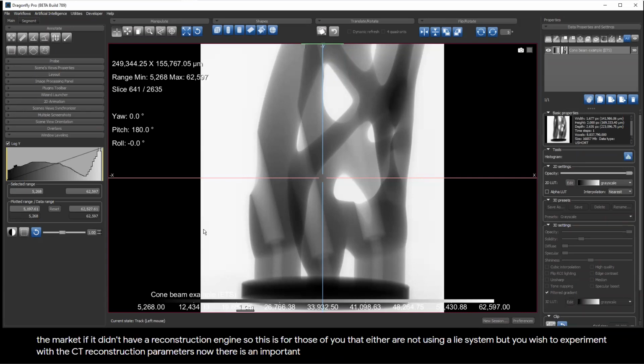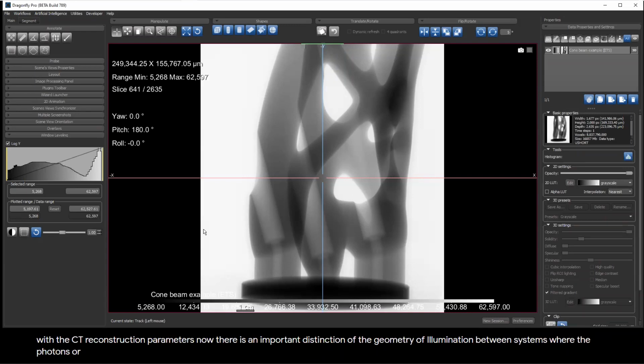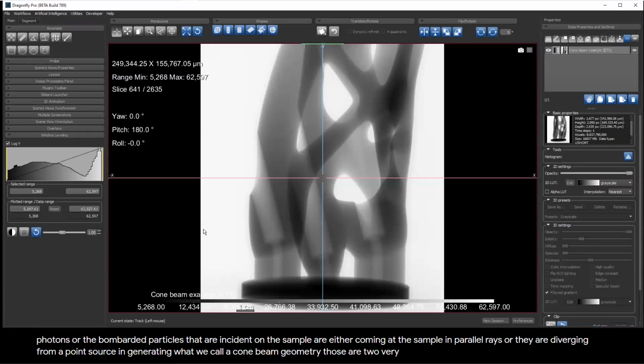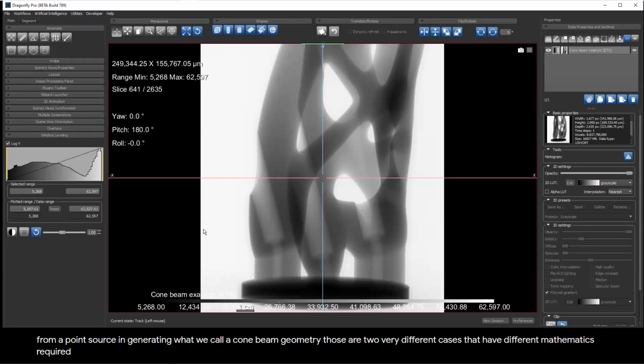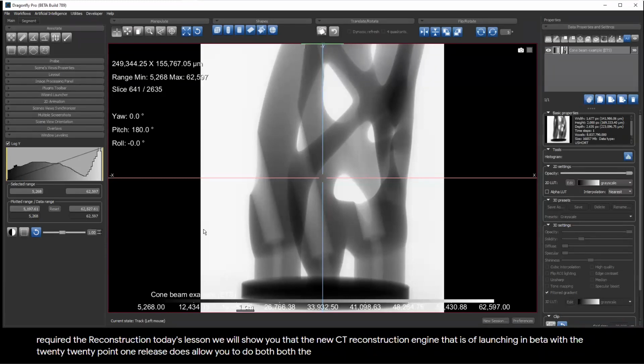Now, there is an important distinction of the geometry of illumination between systems where the photons or the bombarded particles that are incident upon the sample are either coming at the sample in parallel rays, or they are diverging from a point source and generating what we call a cone beam geometry. Those are two very different cases that have different mathematics required for the reconstruction. Today's lesson, we will show you that the new CT reconstruction engine that is launching in beta with the 2020.1 release does allow you to do both the reconstruction of parallel ray and cone beam reconstruction.